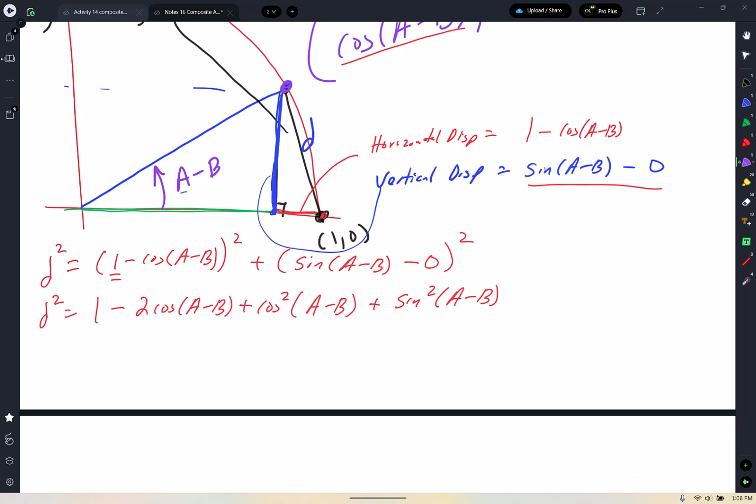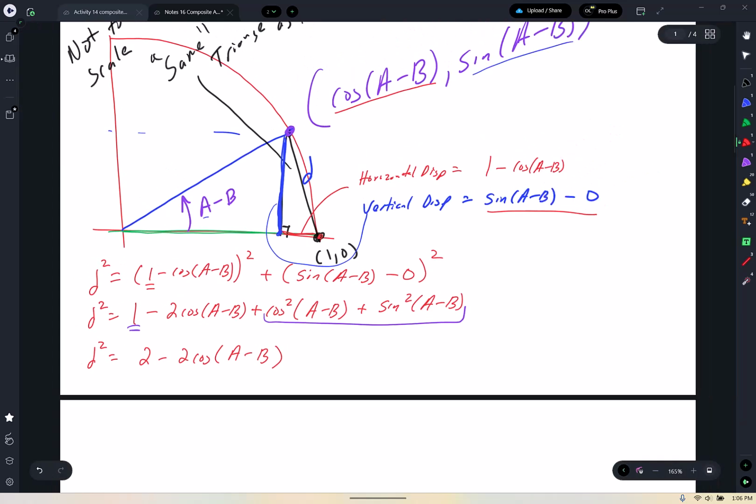And look at this, guys. This right here, cosine squared of A minus B plus sine squared of A minus B, that is just 1. And then look, I already have a 1 up here. So what's 1 plus 1? 2. So I have this: D squared equals 2 minus 2 cosine A minus B. And we're about to reach the magic.